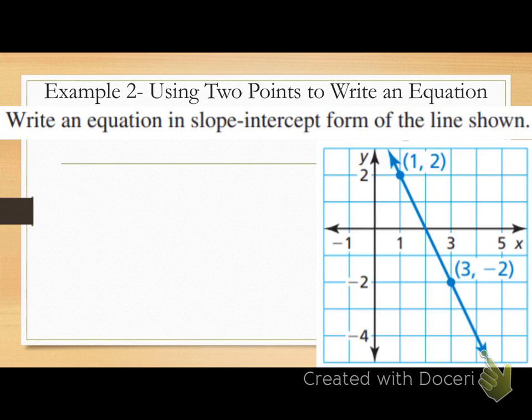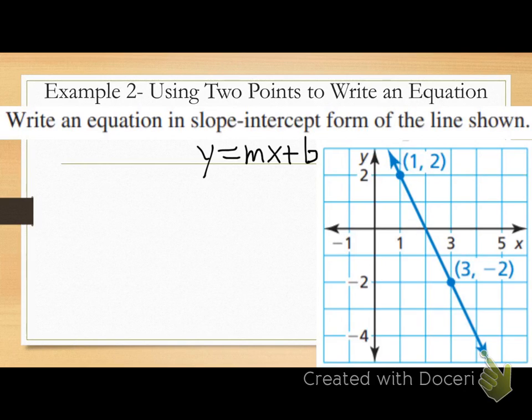All right. Write an equation in slope-intercept form of the line shown. Did we read the directions carefully? What's special about the directions? Slope-intercept form. That's the form that my answer is going to be in, correct? What are the 2 things I need in order to create an equation in slope-intercept form?